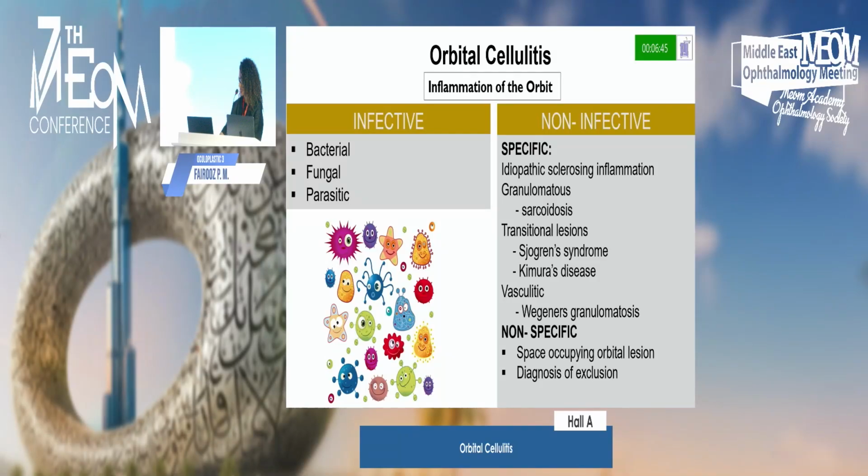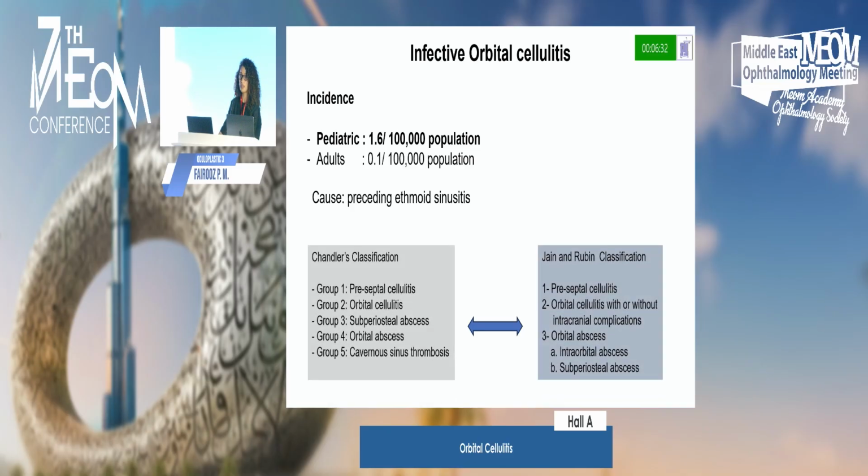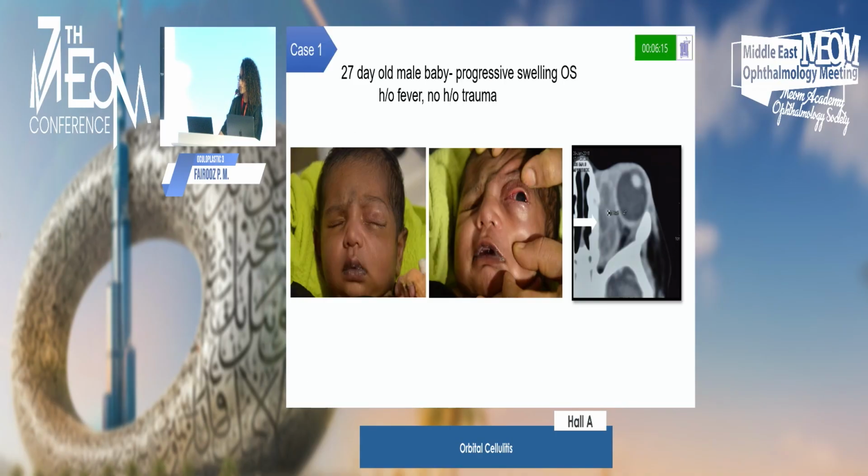Bacterial, fungal, parasitic, and in fact, in non-infective, we have specific cellulitis and non-specific cellulitis. Coming to the infective orbital cellulitis specifically, it's more common in the pediatric age group, and we do have the classification depending upon the clinical presentation of severity, from preseptal cellulitis, orbital cellulitis, and cavernous sinus thrombosis, and in fact, there can be intracranial extension in these situations, and mostly they are preceded by sinusitis in children.